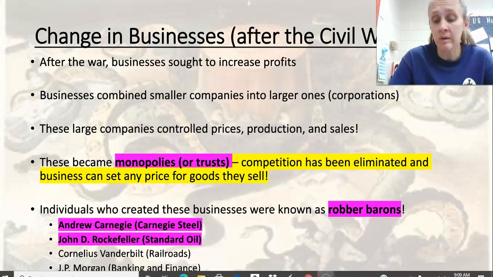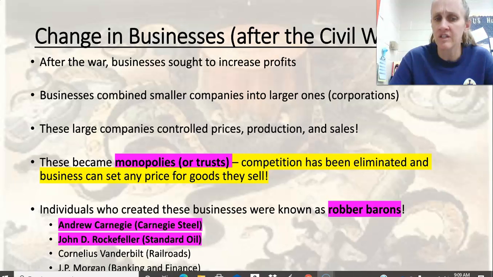So individuals who created these businesses, like I said, I would give you a few extra names, but you need to focus on Andrew Carnegie and John D. Rockefeller. Carnegie is going to be Carnegie Steel. And we talked about how steel was impacted by the railroads. And then Rockefeller will start the Standard Oil Trust Company. And so that's what those two are very well known for.